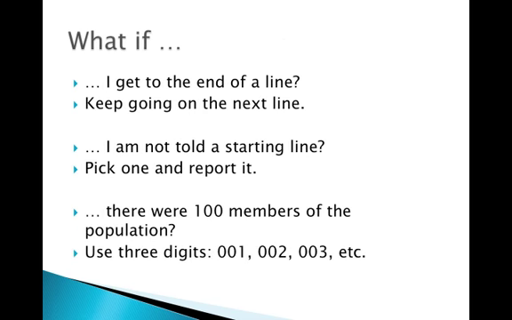Okay. What if I get to the end of the line? Keep on going to the next line. What if I'm not told a starting line? Well, then pick one and report it. What if there were 100 members of the population? Then use 3 digits, 001, 002, 003, and so on.